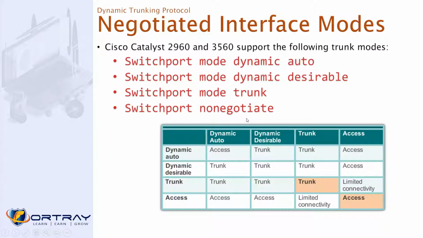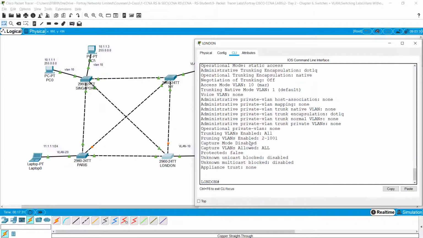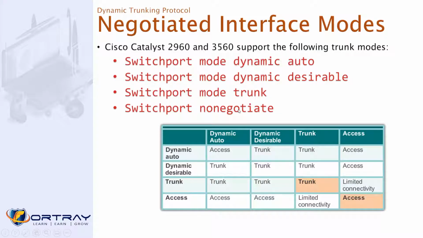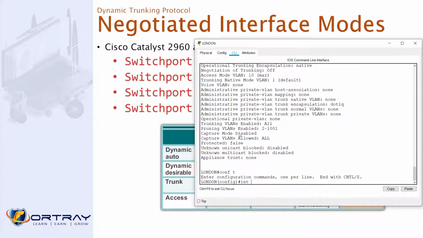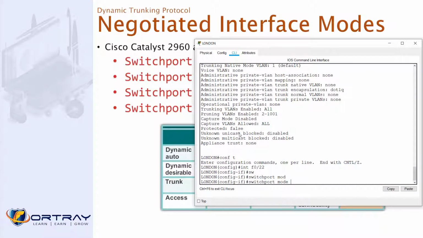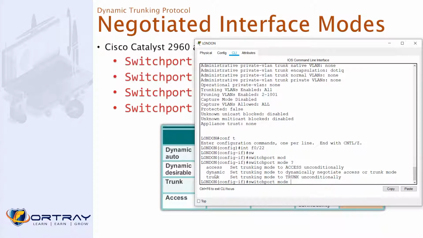So basically, if you want to form a trunk between two ports automatically, you can use dynamic auto. If dynamic auto is connected to a trunk, it will become a trunk, or access. On Cisco switches, the modes are switchport mode dynamic auto, dynamic desirable, switchport mode trunk, and nonegotiate. So let's see which of these commands are available. You see switchport mode access, dynamic, trunk.